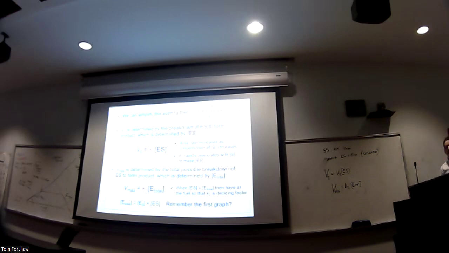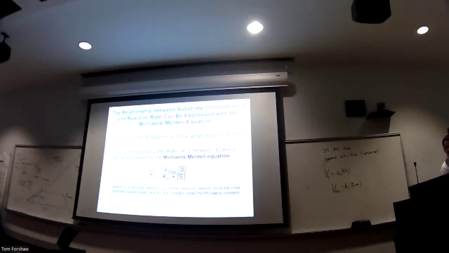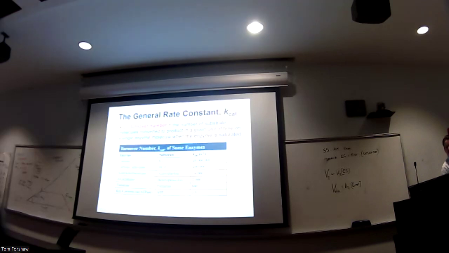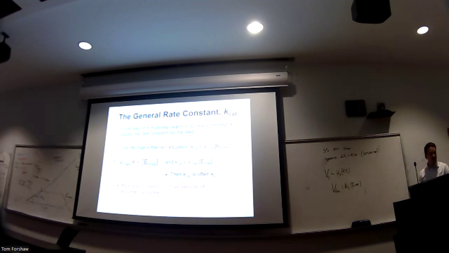So that kind of ties it together. The initial velocity is going to be the rate multiplied by however much ES you've got, and the V max is going to be whatever the maximal possible rate is. But I think to finish that off, I'm going to skip forward a couple of slides to this slide here. Well, let me just stop.